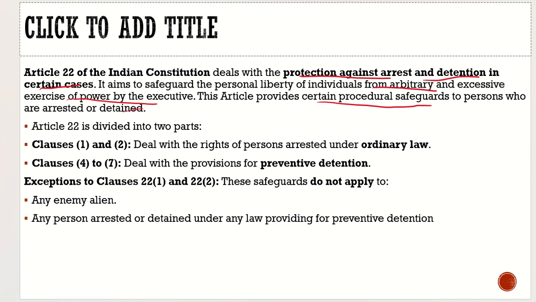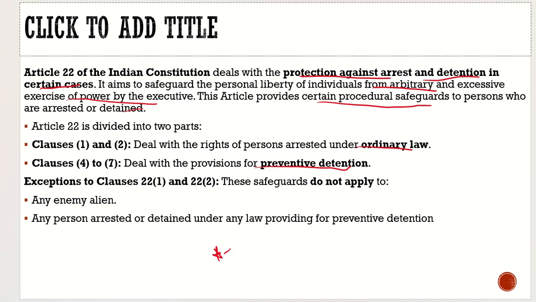What are these procedural safeguards? First, it deals with the rights of persons arrested under ordinary law. Second, it deals with the provisions for preventive detention. We know that this article is about protection against arrest and detention in certain cases. This article basically activates after you are arrested. There are certain things which are to be looked after.